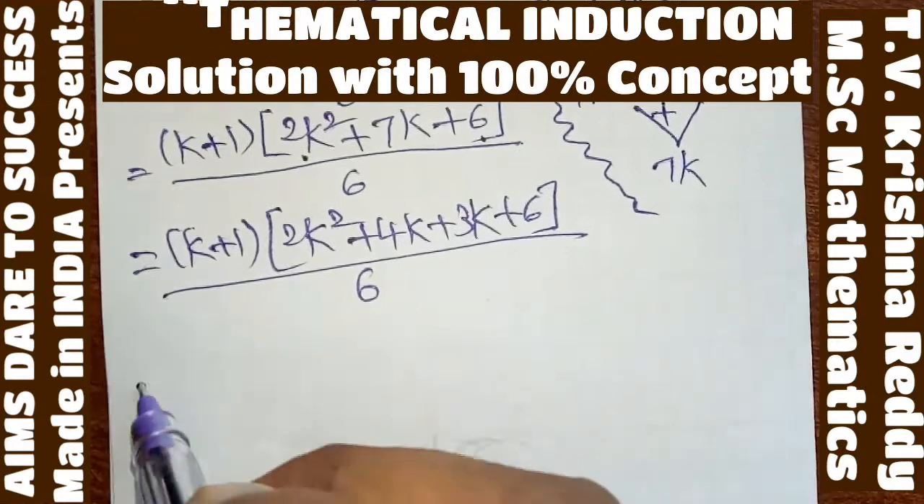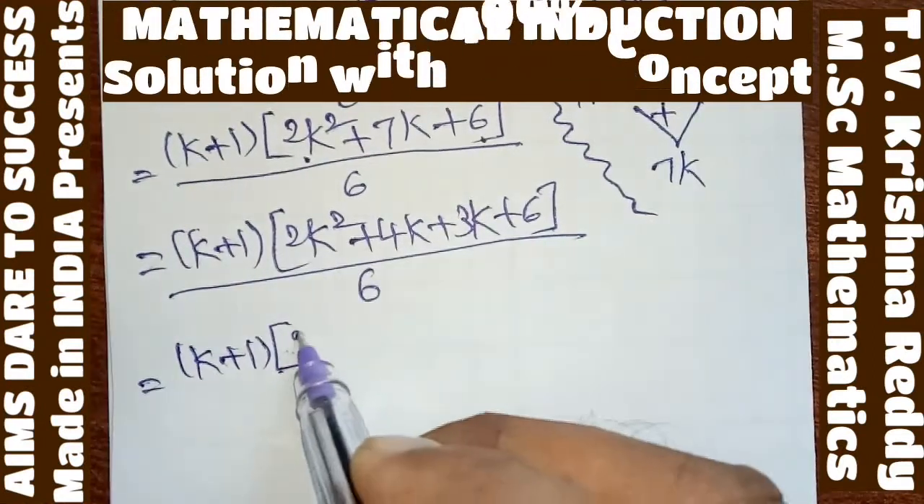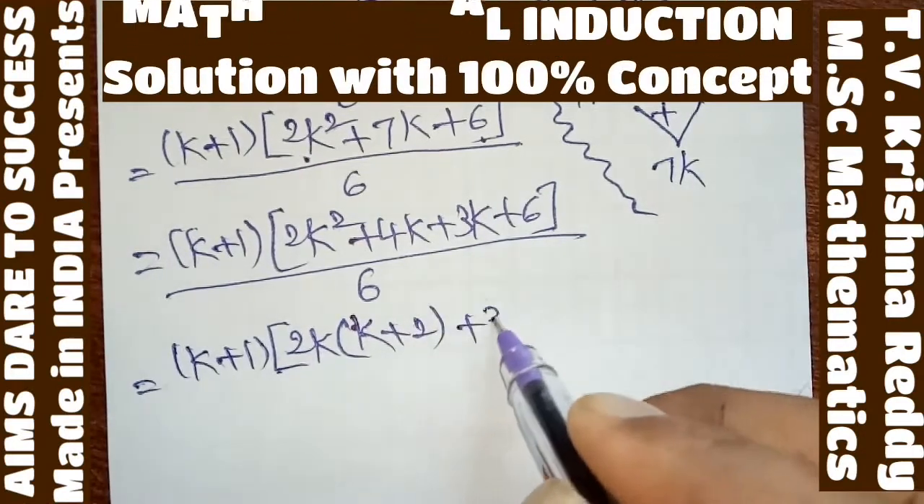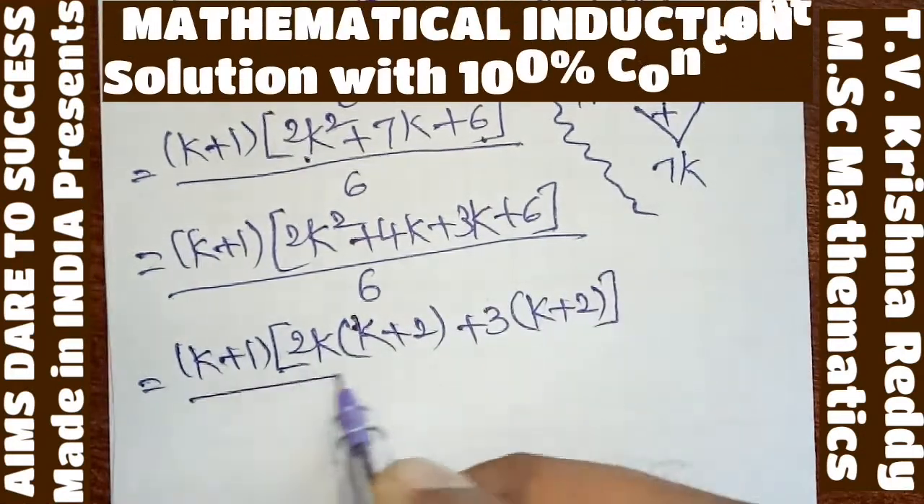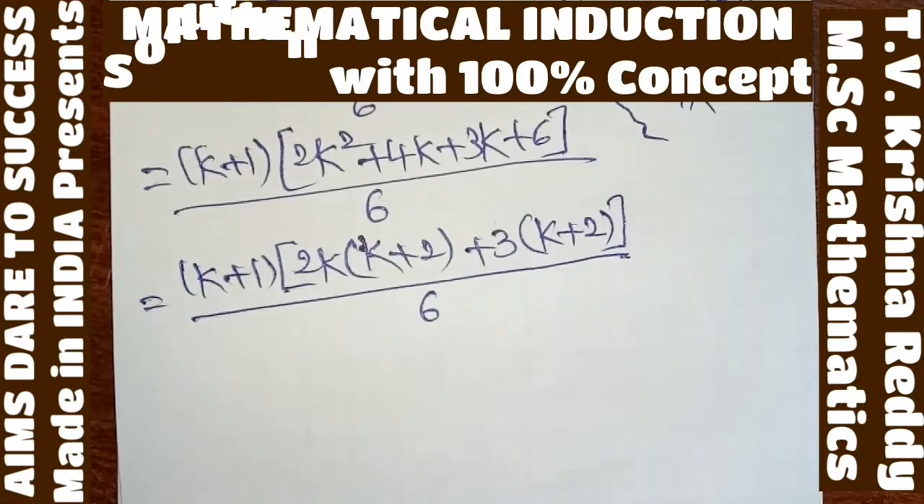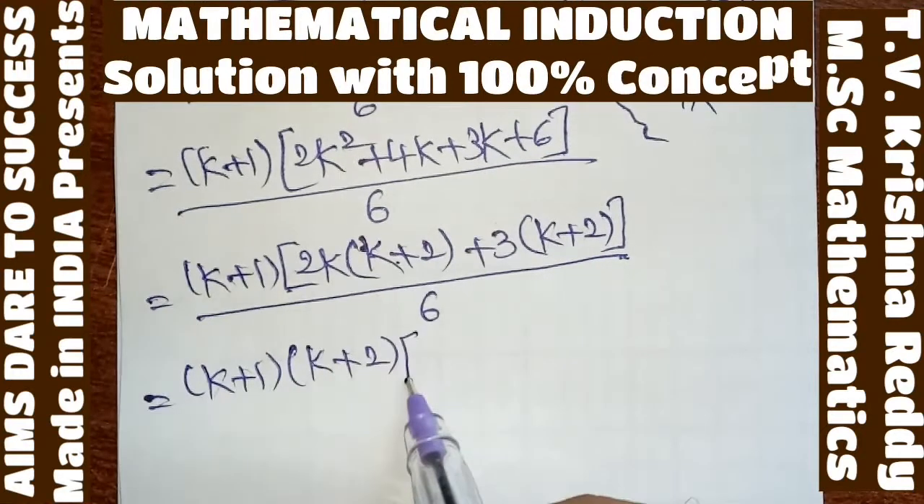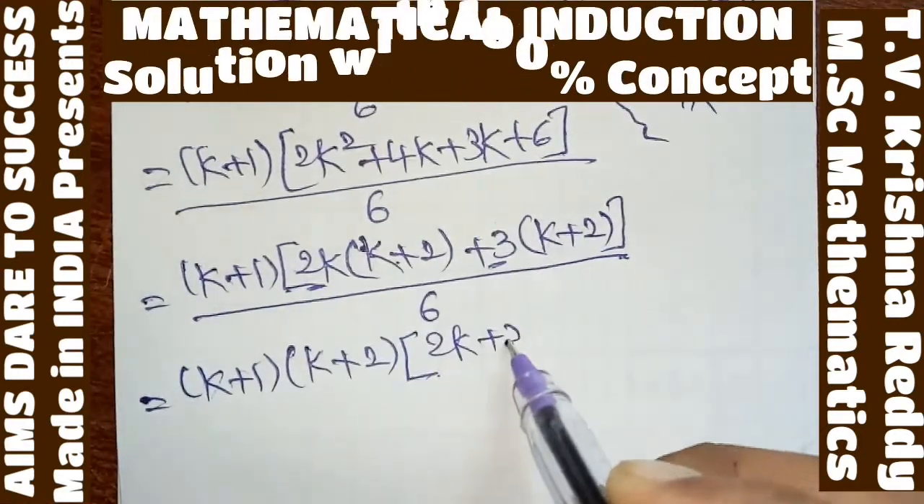Divided by 6 is same. Next k plus 1 into, from these two terms I wanted to take 2k common and the remaining value k plus 2. From last two terms I wanted to take 3 common, remaining value k plus 2, divided by 6. And next k plus 1 into k plus 2 is repeating, so I wanted to take k plus 2 common, remaining value 2k plus 3, divided by 6.